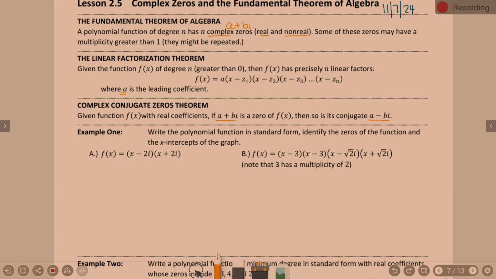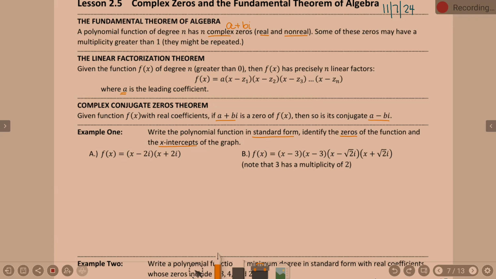Let's look at example 1. They ask us to do 3 things. They ask us to write the polynomial function in standard form. We're going to identify the zeros of the function, and then we're going to identify the x-intercepts of the graph.